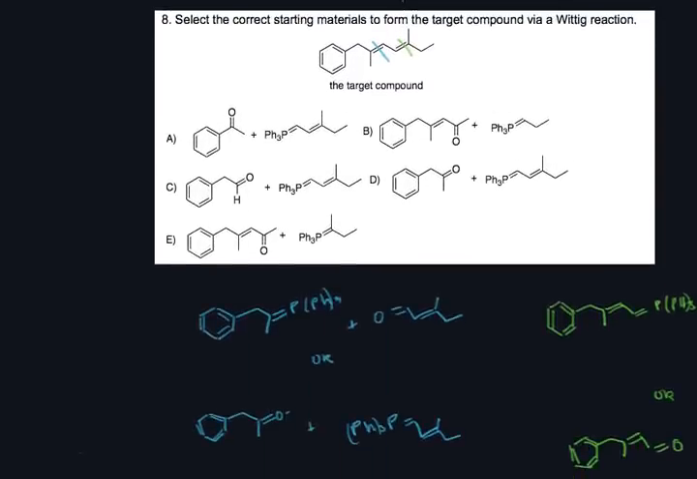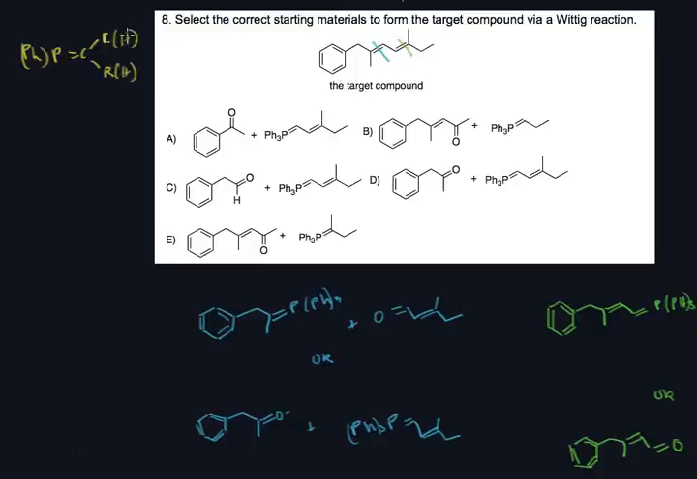Moving on to problem number 8, it says select the correct starting materials to form the target compound via a Wittig reaction. So this is kind of a retrosynthetic look at a Wittig reaction. And we saw before that a Wittig reaction forms an internal carbon-carbon double bond, where the general reaction is you've got this Wittig reagent where the phosphorus is double bonded to a carbon that has two R groups attached to it, or maybe even an H group, R or H groups.